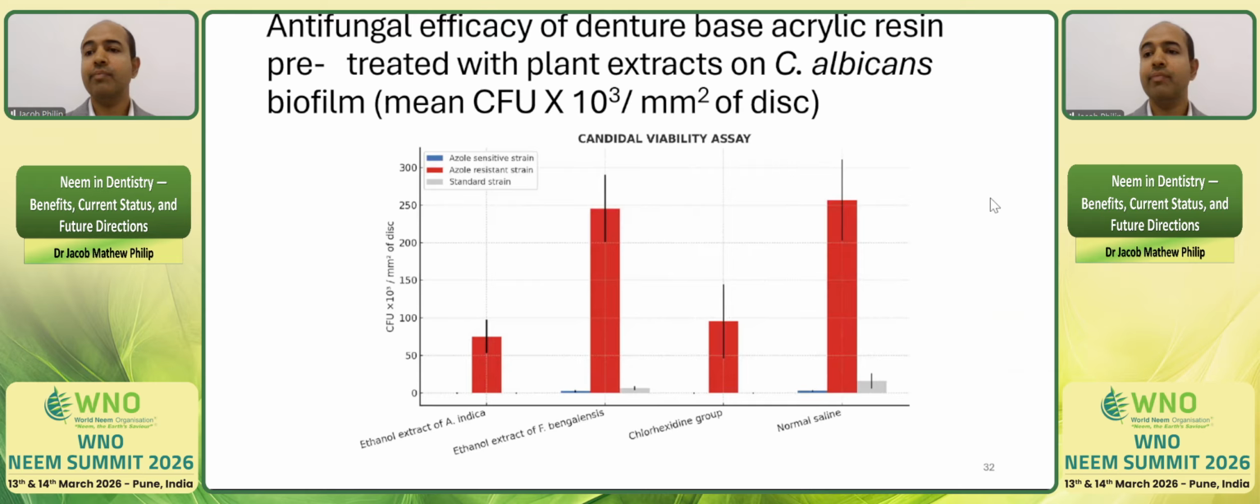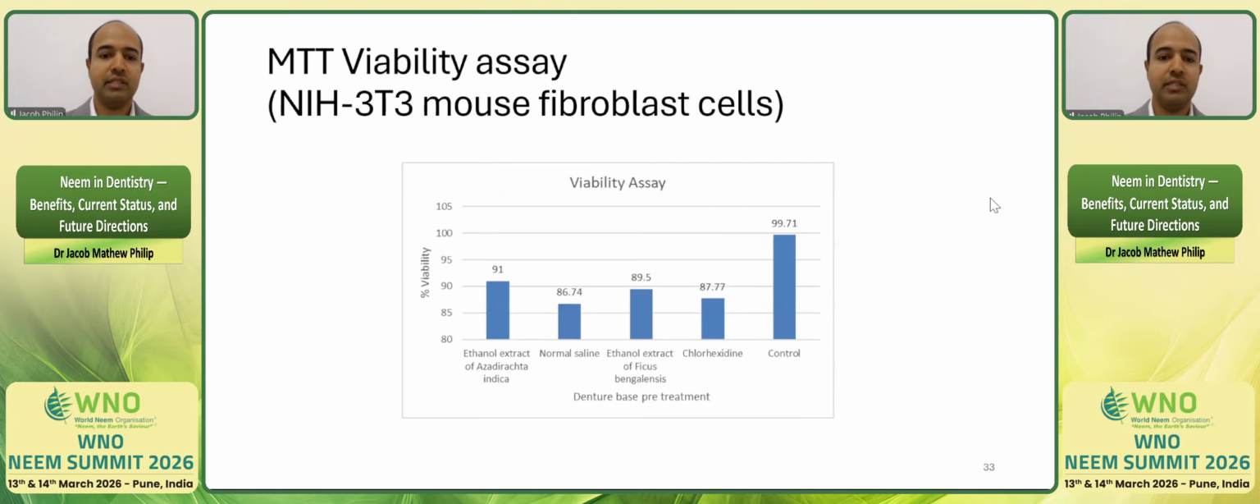You can see the red bars are for the azole-resistant strain of the fungus. And we can see that the neem leaf was able to definitely reduce the viability of the fungus as compared to the chlorhexidine antiseptic. And this shows extremely promising results. The blue and the white bars are the viability for the resins we pre-treated with the extract, and we can see almost zero. They are able to completely destroy the fungus adhering onto the resin.